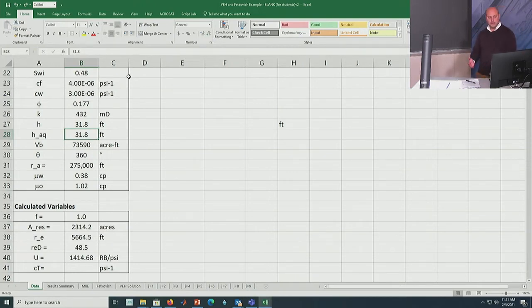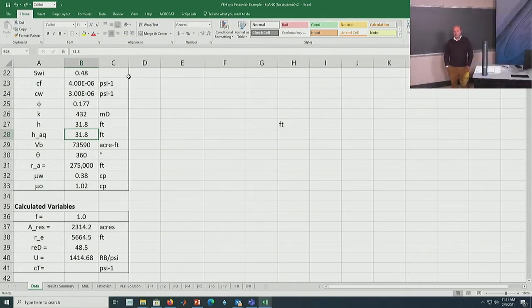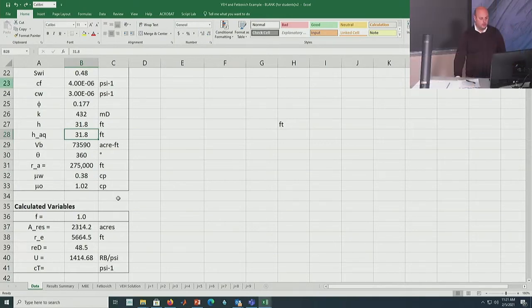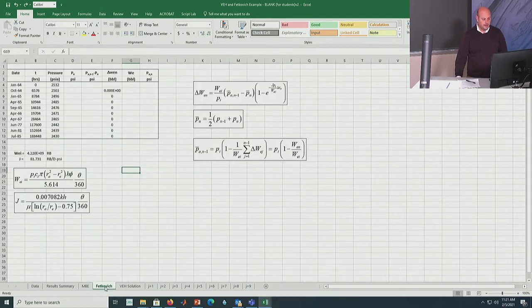And remember, that's going to give us the answer in reservoir barrels per PSI. We didn't need to do any unit conversions there because we used all the right units. They were actually in cubic feet, but when we multiply by the 1.19, that has the 5.61 built into that coefficient. So now we've calculated these variables, and we're going to go to the Fetkovich tab and try to compute some of these things here.